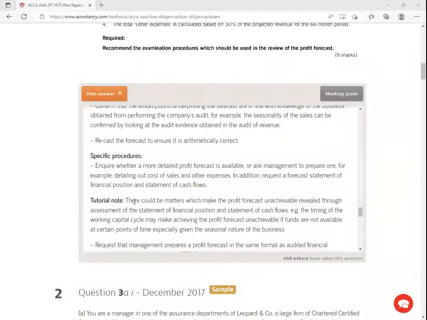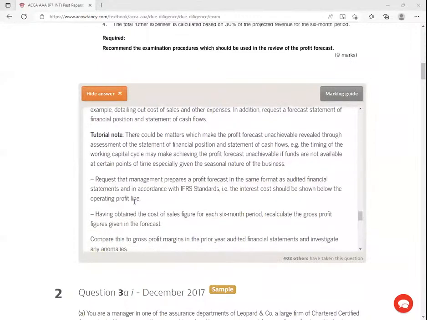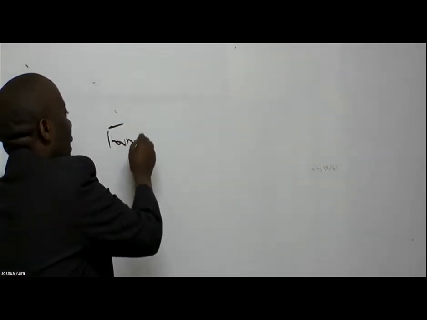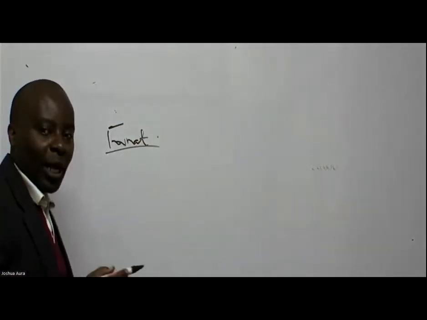From there, ladies and gentlemen, request that management prepares a profit forecast in the same format as audited financial statements in accordance with IFRS standards, i.e. the interest cost should be shown below the operating profit line. So what they're saying, ladies and gentlemen, is quite simple. They're saying to ensure that the format is followed, the format according to IFRS.